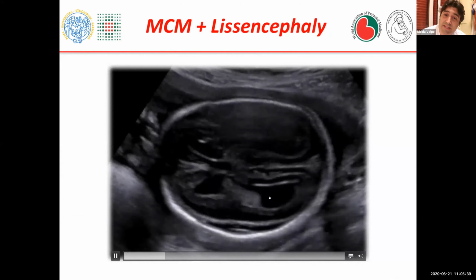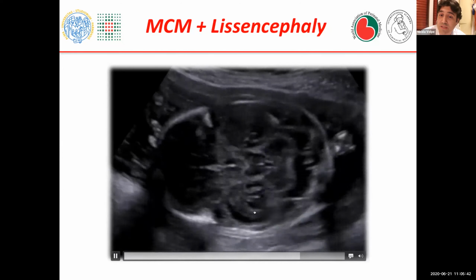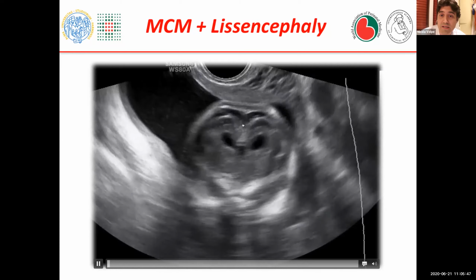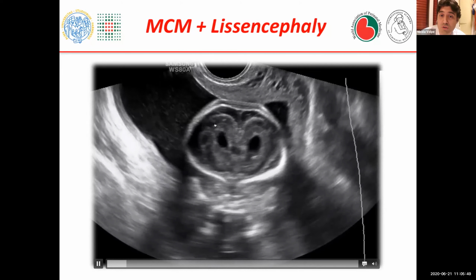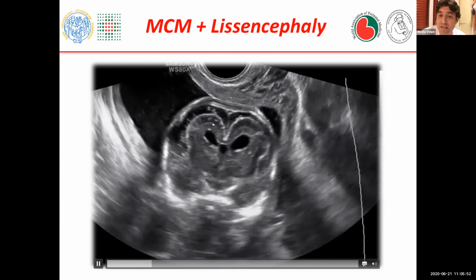This was a case of megacisterna magna associated with lissencephaly, small head, and as you can see here, very abnormal cortex. You can also see how different the echogenicity is, how sharply cut the echogenicity is, between the subcortical and the subventricular zones.